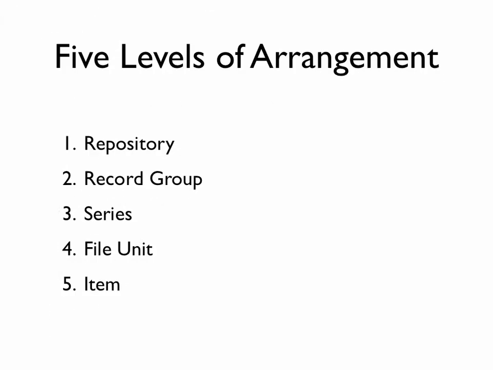So there are 5 levels of arrangement. And the 5 levels of arrangement is, number 1, the repository. That means the archives itself, the institution that houses the archives. I'll give you some examples. A historical society that contains archives, that's a repository. The university has a college archives. The department where the archives are housed, that's a repository. Museums that house artifacts and archives, that's a repository. So we'll think of it as a building that houses these amazing collections.